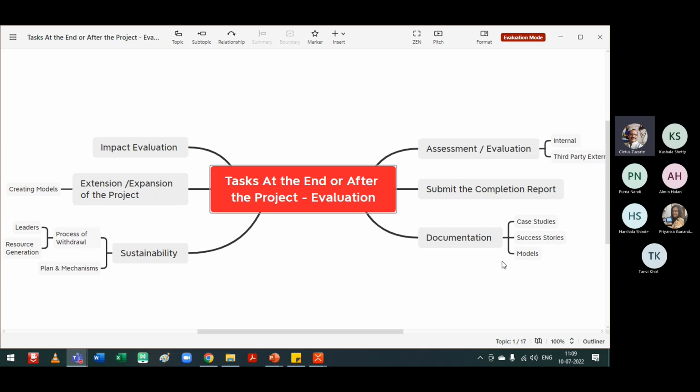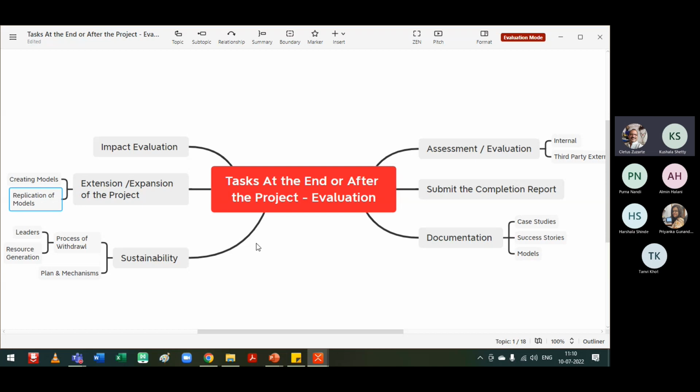Yes, so actually impact evaluation is very interesting. We'll be doing a little bit of impact evaluation also in today's session. Another thing you would be looking at is what model has been created. Is there a possibility of expanding the project by replicating the model? Creating models, and I'll put one more point, replicating models. So at the end of the project you will also talk about replication of models. That is another interesting part you can look at when you're looking at expansion.